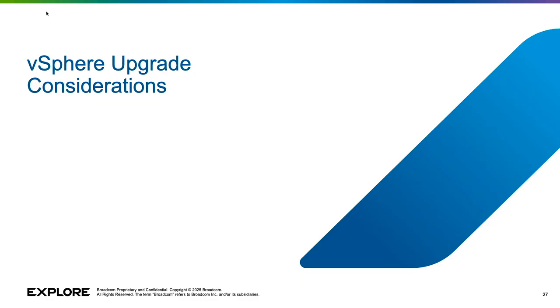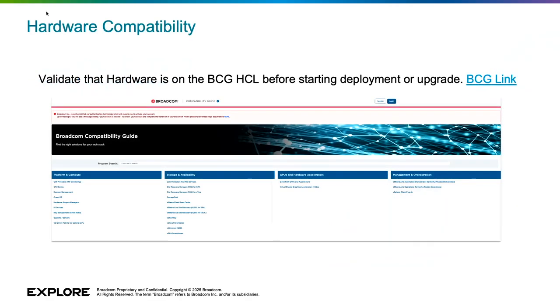So let's take a look at some of the upgrade considerations. The very first thing that you need to do is check the Broadcom compatibility guide, which used to be known as the VMware compatibility guide, and ensure that whatever hardware you have is compatible with VCF 9.